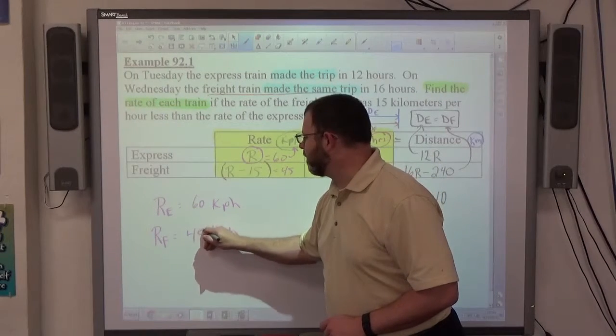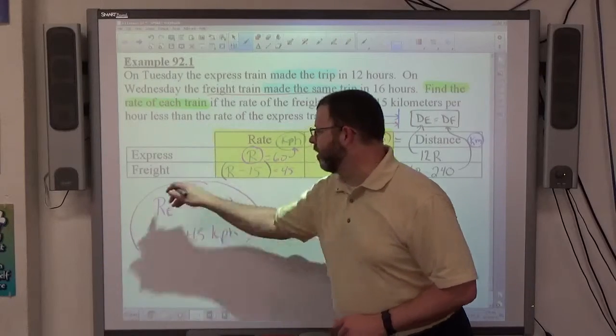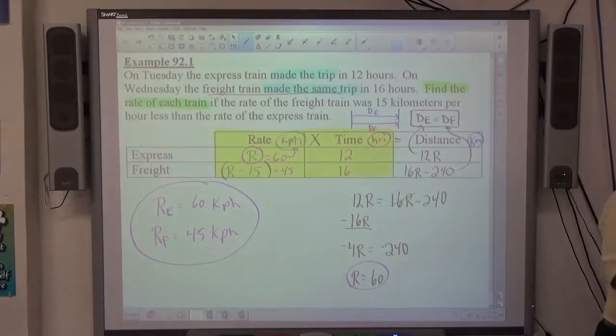If you want to use subscripted variables to represent things, you're welcome to do that. You can also write express, r equals, freight, r equals. I'm fine with r sub e and r sub f as far as identifying what they're asking us to find. That's the whole process in these problems. A very systematic way of doing it.